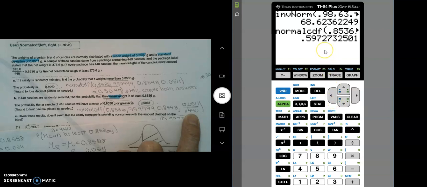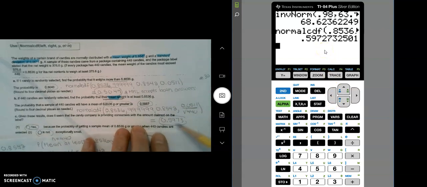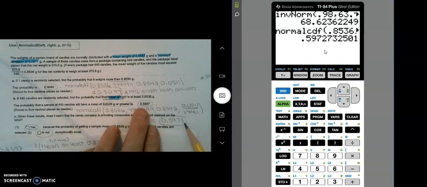Okay, so this is my answer. I get 0.5973. My MATLAB lists the answer as 0.5987. They're off just a little bit, but my MATLAB accepts both of them. This is if you do it by calculator. This is probably if you do it by the table, but my MATLAB accepts them both.